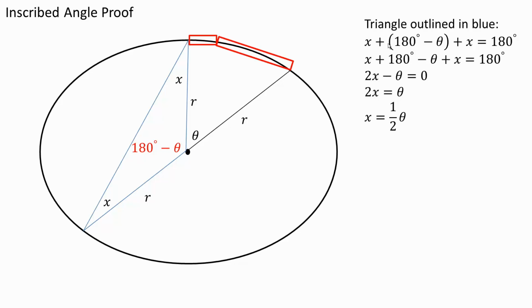So we have X plus 180 minus theta plus X is equal to 180 degrees. 180 degrees cancel, and we have 2X minus theta is equal to 0. Now we have 2X is equal to theta, and so X is equal to 1/2 theta. So we prove that the inscribed angle is 1/2 of the central angle.